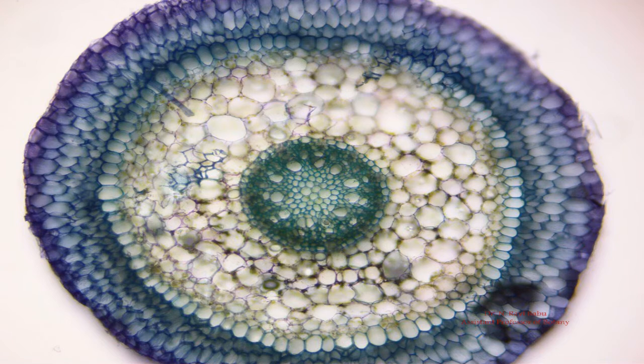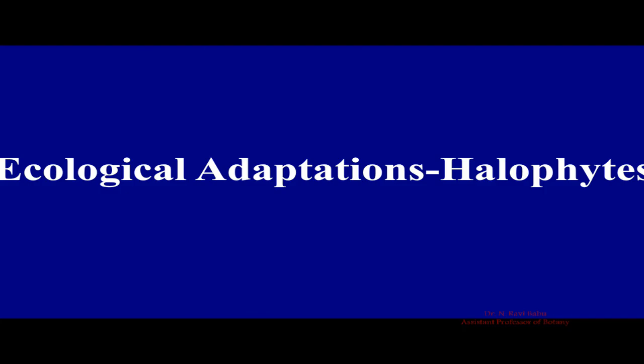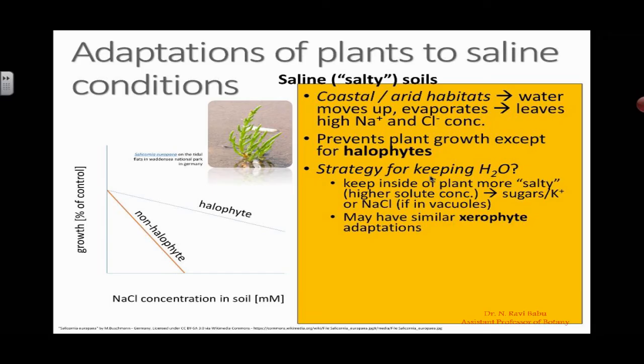And it's time for us to move to halophytes. Friends, in one of my earlier episodes, I have defined what a halophyte means. In general terms, halophytes are the plants which grow in salt water conditions or in waters which have salt.